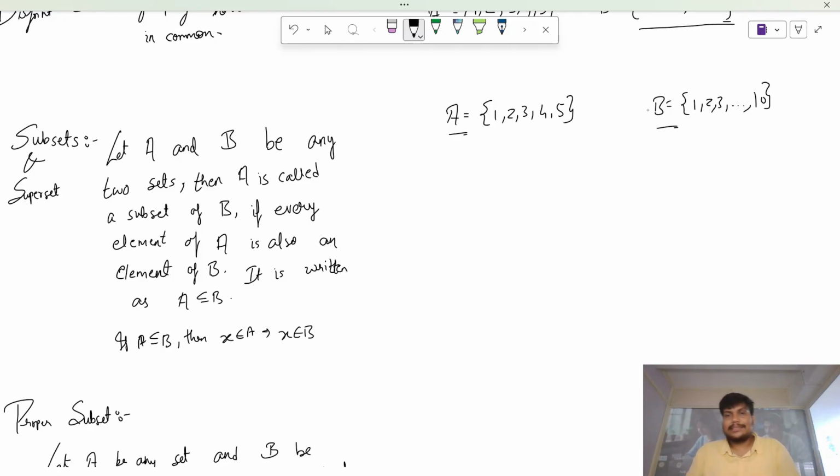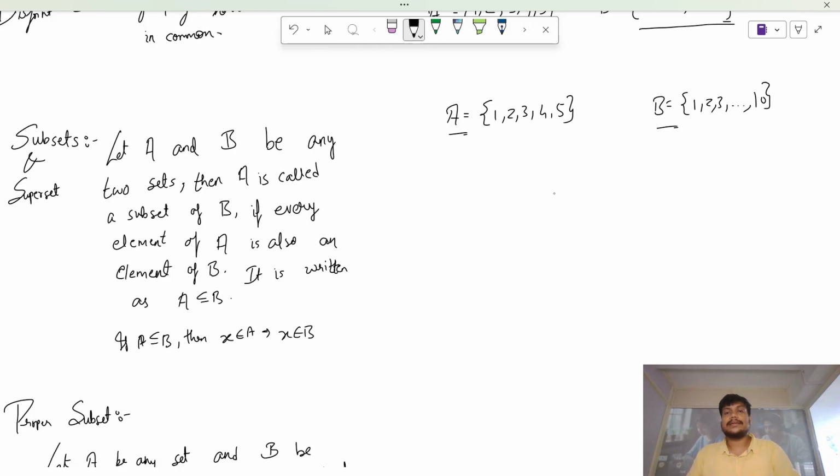What would we call such sets? Can we call it an equal set? No. Can we call it an equivalent set? No. Can we call it a disjoint set? We can see here that some elements are in common, right? 1, 2, 3, 4, 5 is present in A as well as B. So these are not disjoint as well. What would we call such sets?